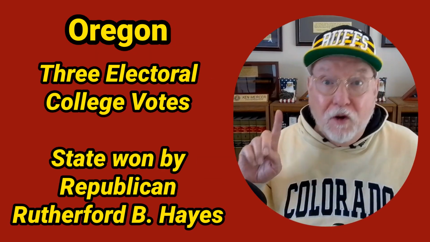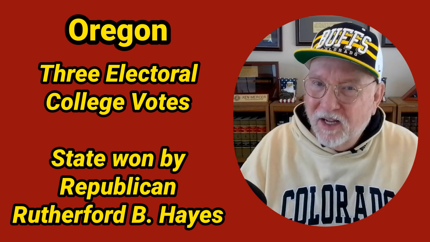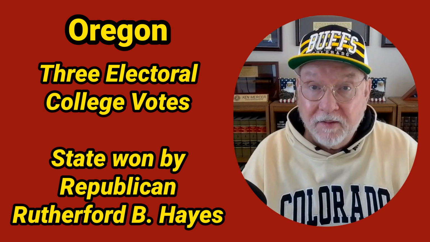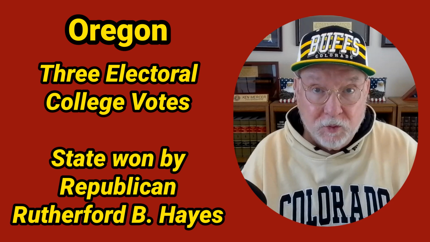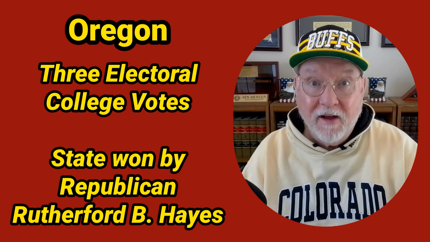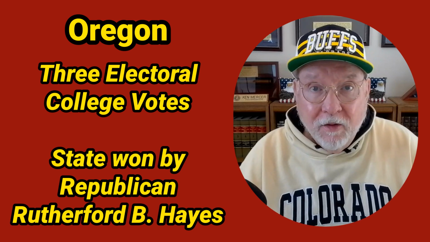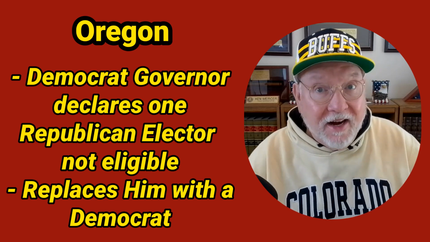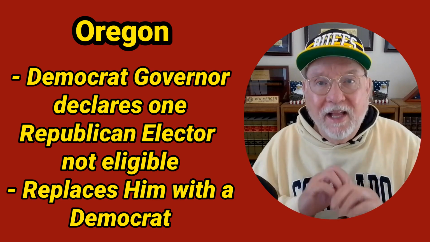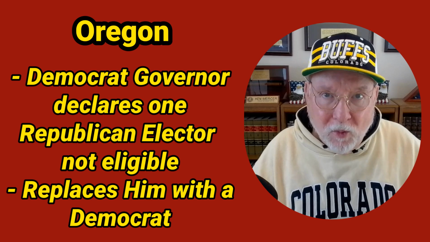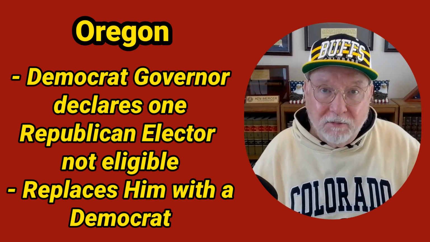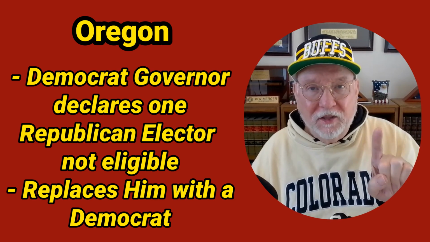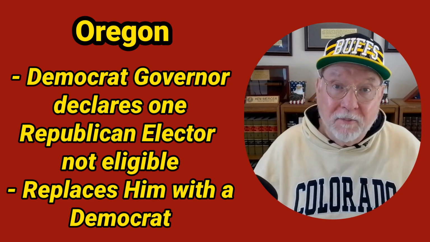Republicans needed 20. First state up was Oregon. Oregon was not a southern slave state, right? But Oregon was won by the Republican. It had 3 electoral college votes. It was won by the Republican Hayes, so he would have 3 votes, right? Well, what happened? Oregon had a Democrat governor, and the Democrat governor suddenly declared one of the Republican electors ineligible. And then he appointed a Democrat to take his place. They had 3 votes. He kept 2, but replaced 1 with a Democrat.